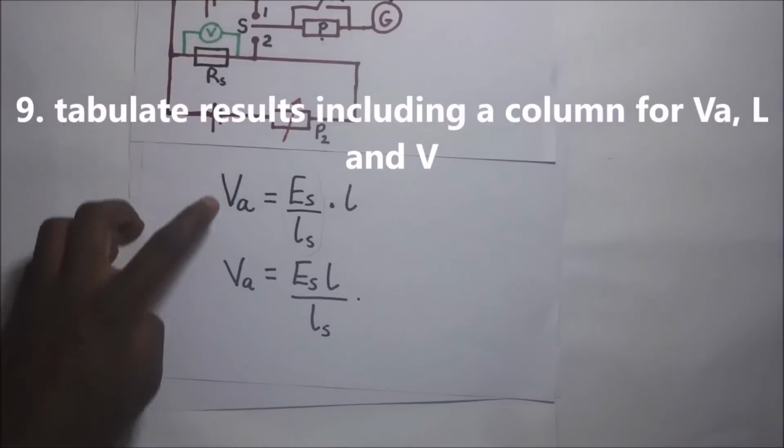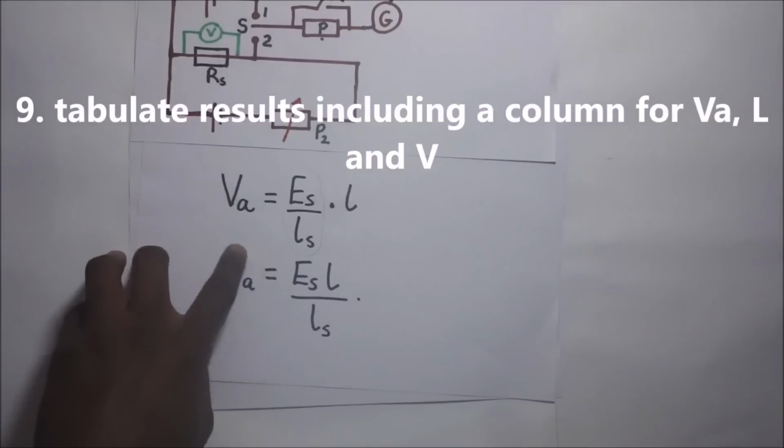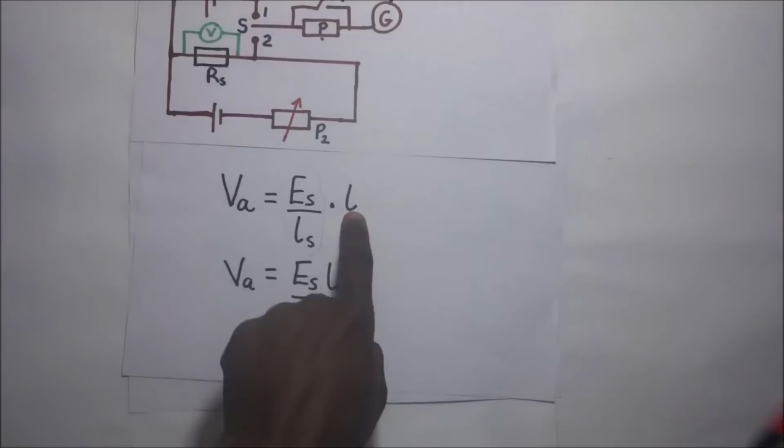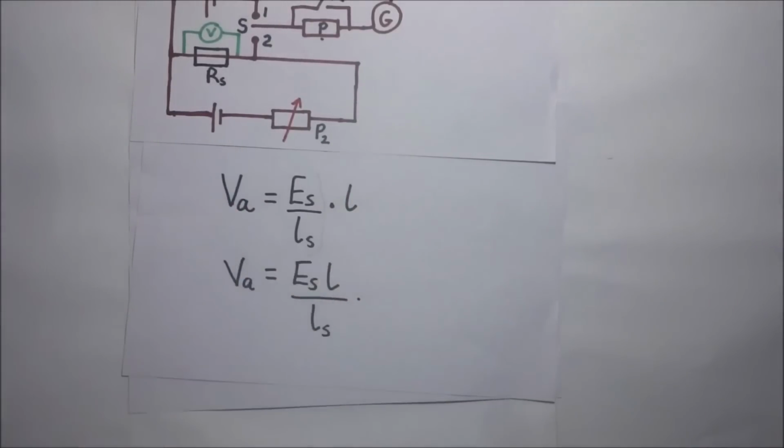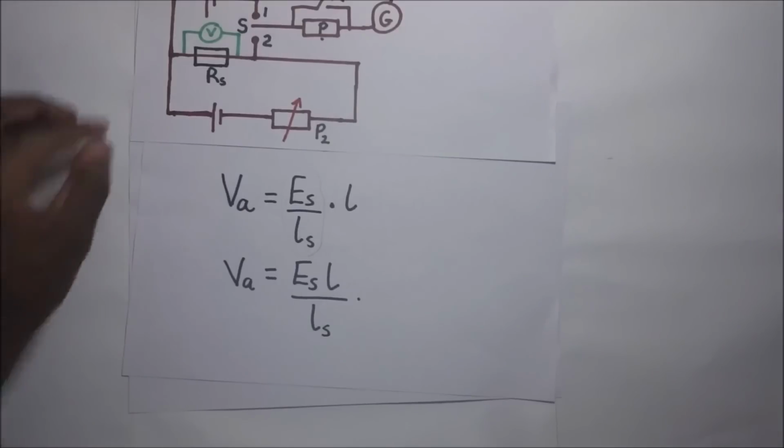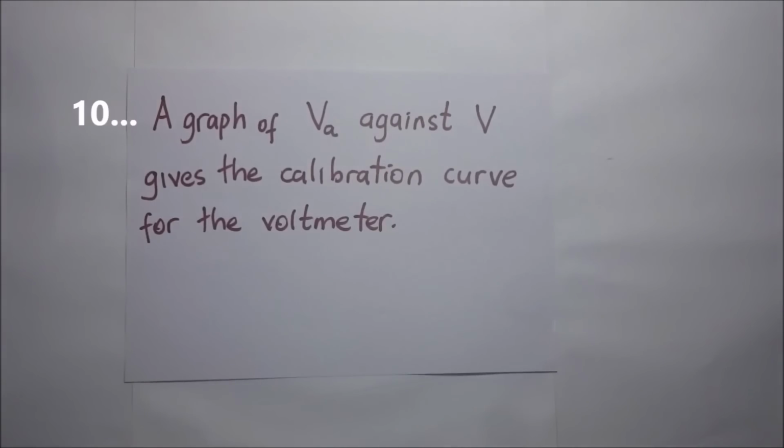and then we have a column for VA. We also have a column for the corresponding balance lengths that correspond to the VA we are getting. And then when we plot a graph of VA against V, we are able to get the calibration curve for the voltmeter. This brings us to the end of this video.